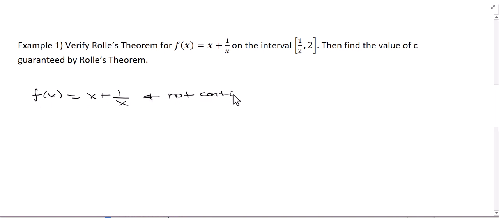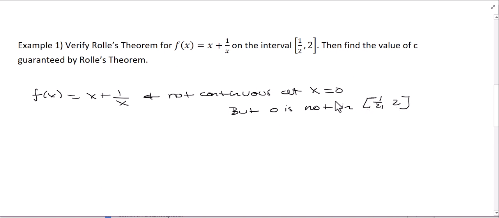So this is not continuous at x equals 0, right? Because at x equals 0, you have 1 over 0, so you have a vertical asymptote here. But 0 is not on our interval. Is it continuous everywhere else? Yeah, that's the only place where the function is not continuous, right? But 0 is not in our interval 1/2, 2. And so therefore we can say f of x is continuous on the closed interval 1/2, 2.